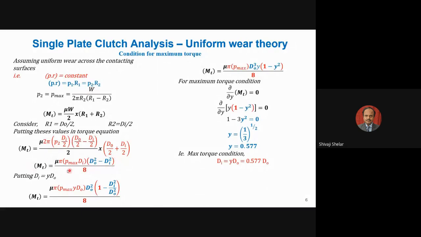Now in this formula, let's define di with respect to dO. Now, when will this torque be maximum? Normally, when we design any system, there is always a space constraint. You cannot increase the length too much, and you cannot increase the diameter too much.